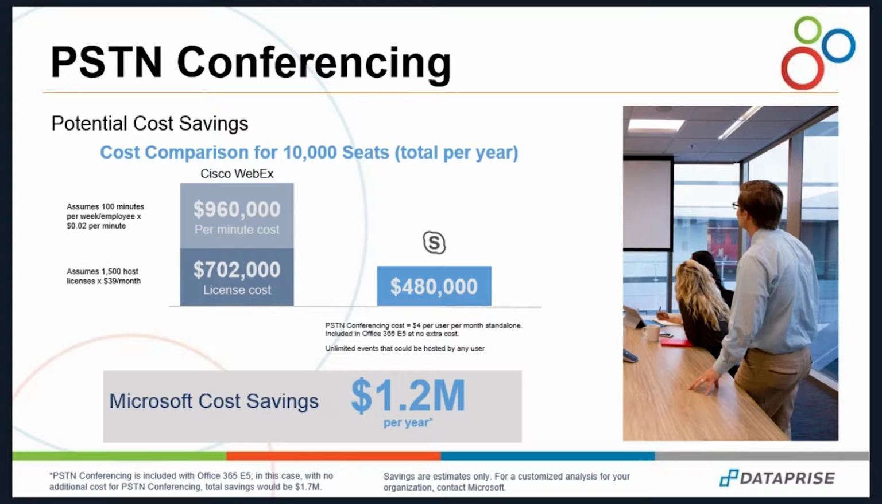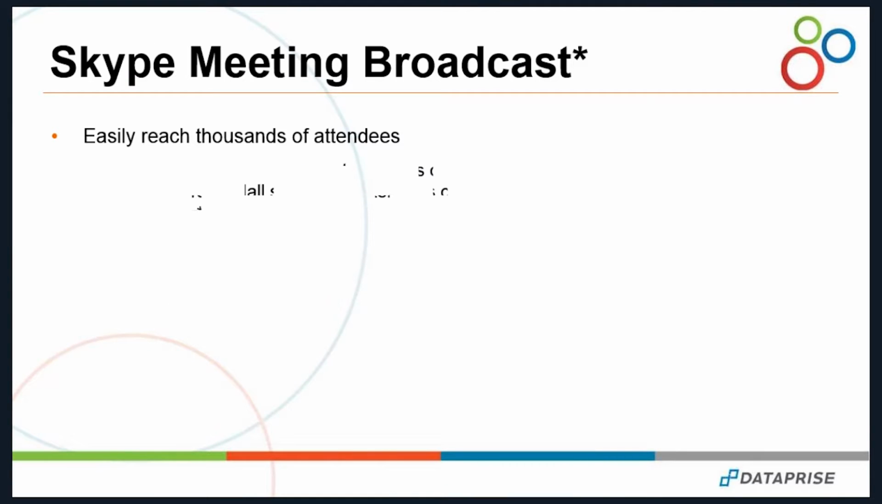For customers using Office 365 E1 or E3, the Microsoft cost for PSTN conferencing is $4 per user per month, times that same number of users, 10,000 users, times 12 months is $480,000, which means a total savings of about $1.2 million a year to go from using Cisco WebEx to using PSTN conferencing within Skype for Business. And these pricing plans and these numbers can be found by going to the WebEx site or so forth.